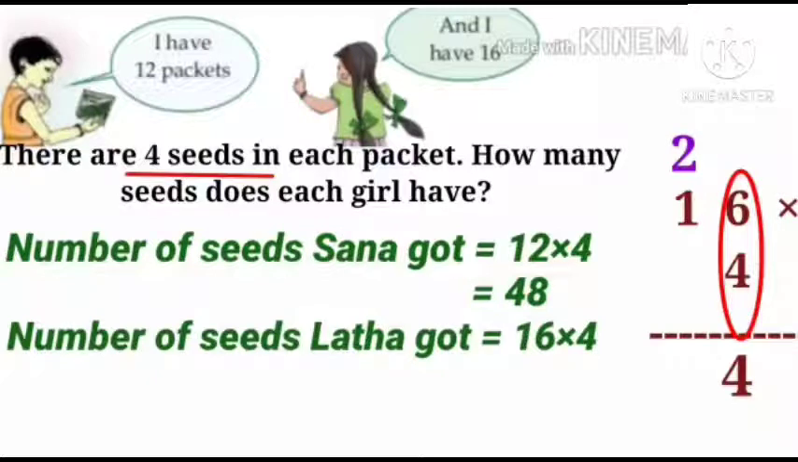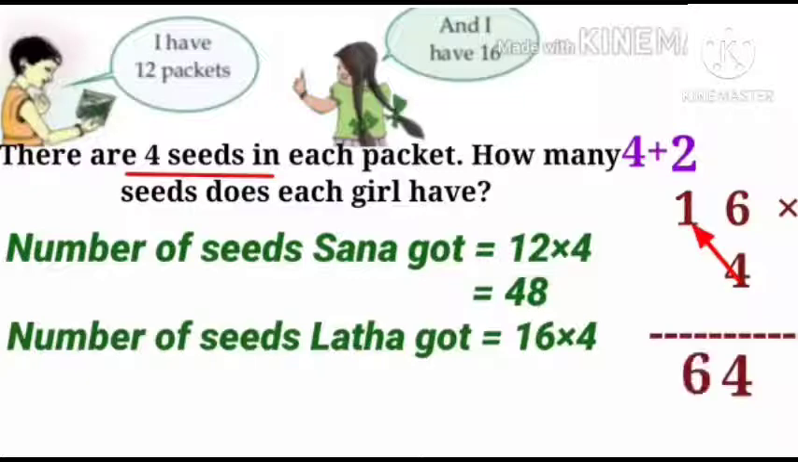Then again multiply 4 with tens place. 4 into 1, 4. Then add 4 with this 2. That is 4 plus 2, 6. Then write 6 in the tens place. So, number of seeds Lada got 64.